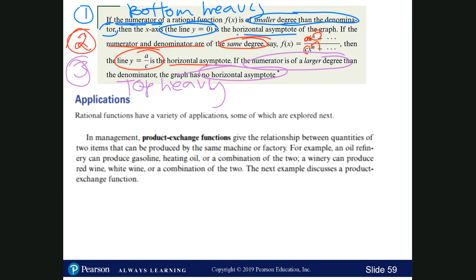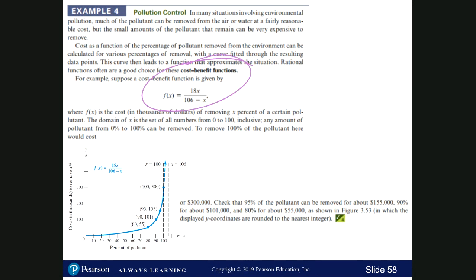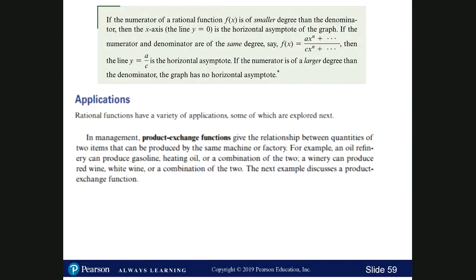One of the applications for these rational functions is not only the cost-benefit function, such as the one we used here, but we also have something called the product exchange functions. It gives relationships between quantities of two items that can be produced by the same machine or factory. That's the next example we're going to look into. For example, an oil refinery can produce gasoline, heating oil, or a combination of the two.